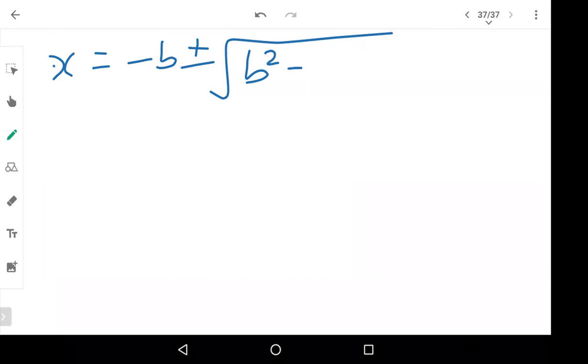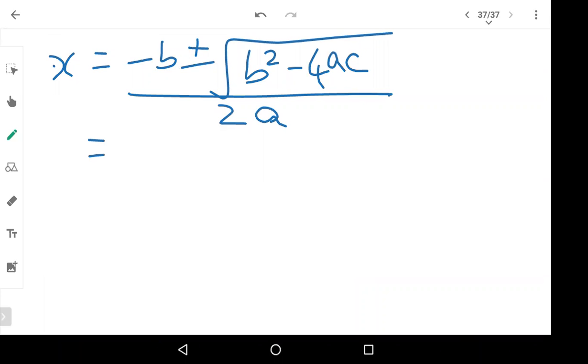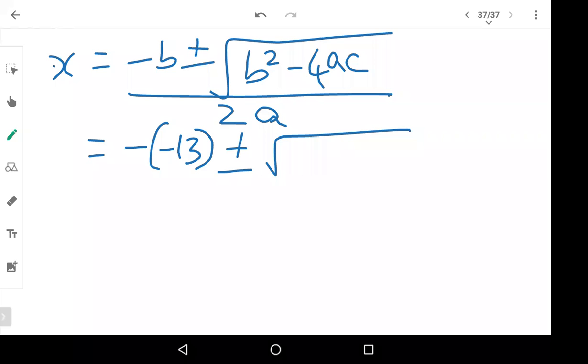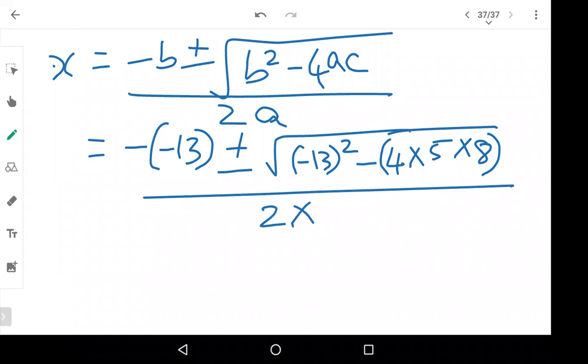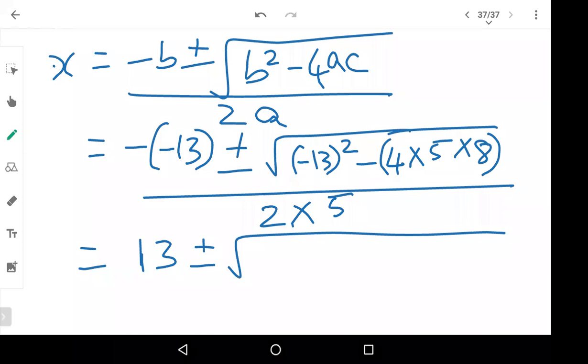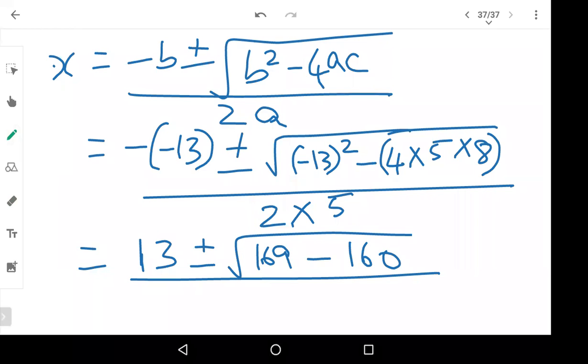x is equal to minus b plus or minus square root of b square minus 4ac, whole divided by 2a. So what is b? b is minus 13. So minus of minus 13 plus or minus square root of minus 13 square minus 4 into a is 5 into c is 8, whole divided by 2 into a is 5. So minus of minus 13 is plus 13 plus or minus square root of minus 13 square is 169 minus 4 fives are 20, 20 eights are 160, whole divided by 2 fives are 10.